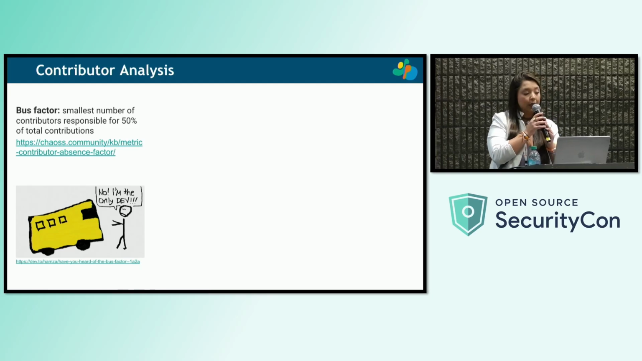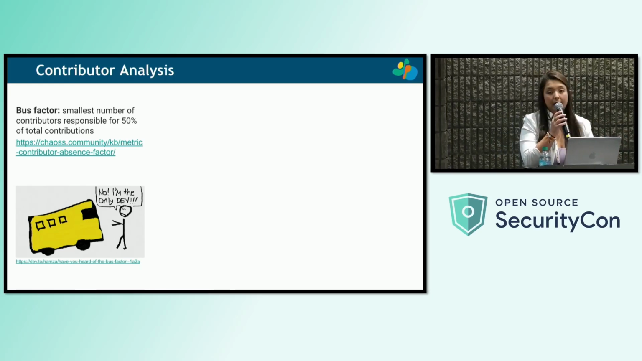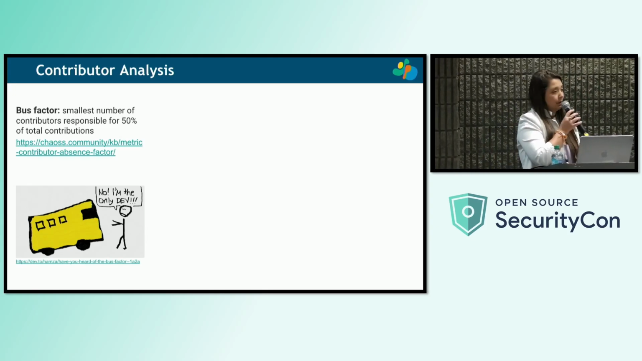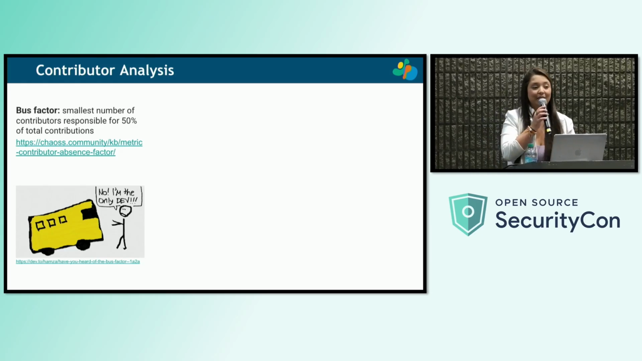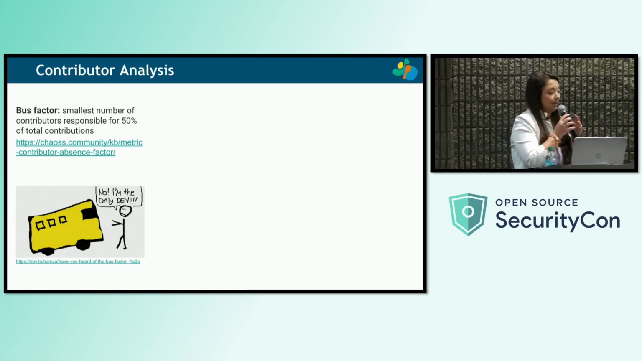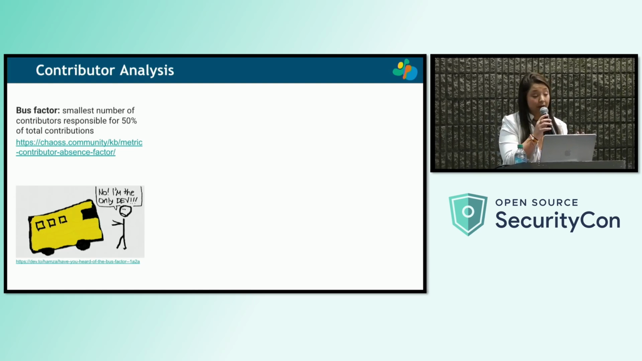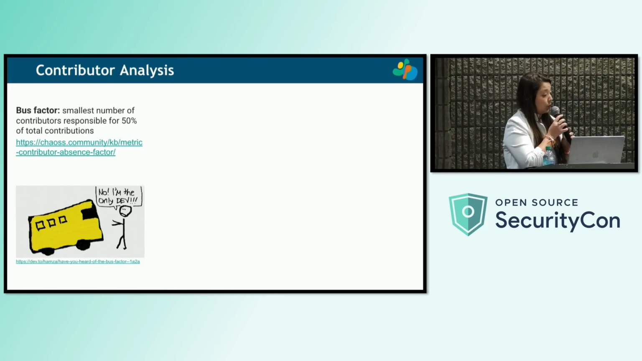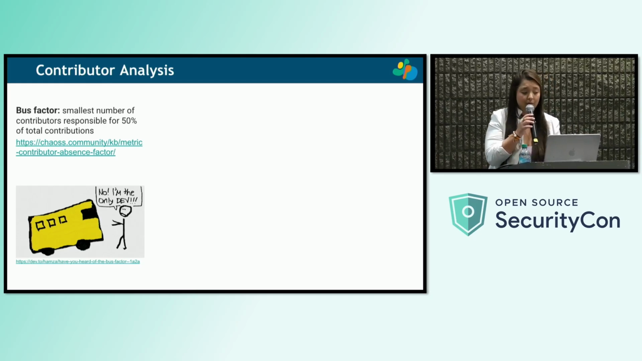So I started looking into this very used concept called the bus factor. In general, the bus factor in anything, not only software, is the number of people that need to get run over by a bus for the project to die or become unstable. In software particularly, and this is something that was defined by the CHAOSS community, it is the smallest number of contributors responsible for 60% of the total contributions. So I wanted to look at how the bus factor looks in these projects that I'm talking about.